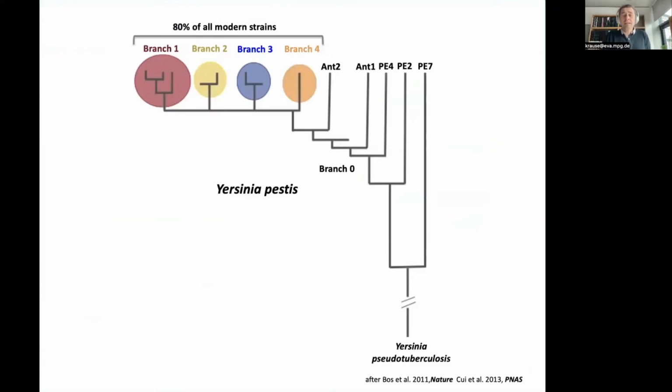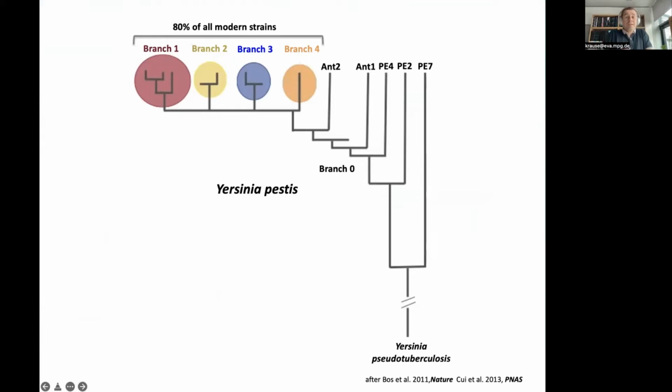And you can do things like basically family trees of plague. You can then see how ancient plague relates to modern plague. What you see here is the modern plague family tree. So this is how modern plague looks in the world today. You have four major branches, and some deeper branches called branch zero, and those are called branch 1, 2, 3, and 4 that comprise about 80% of the genetic diversity of plague in the world today.